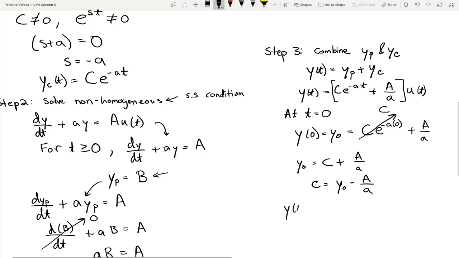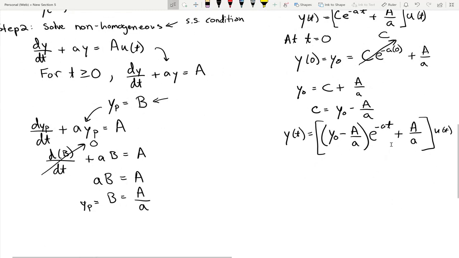That gives me that the full total solution is simply y0 minus A over little a, times e to the negative at, plus A over a, all of that times u of t. Okay? All right. Now, one thing I should be able to do is a check on this and see, well, what happens at time t equal to 0 and at time t equal to infinity? So as t approaches infinity.